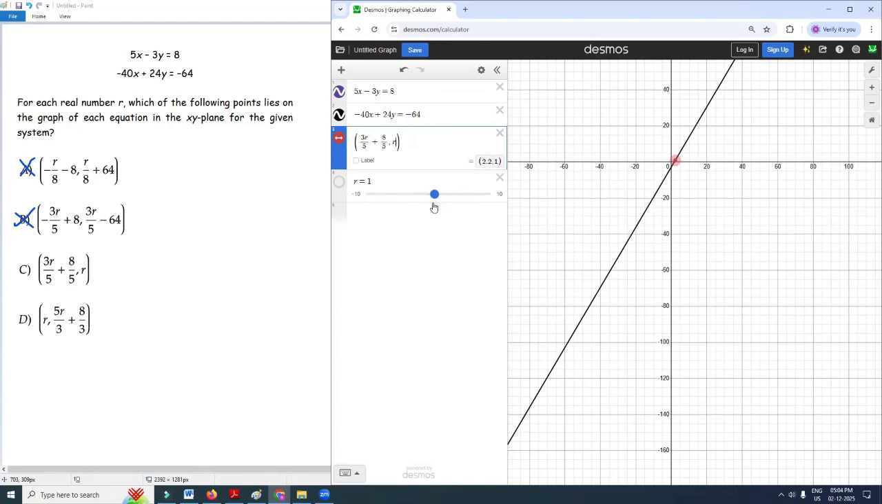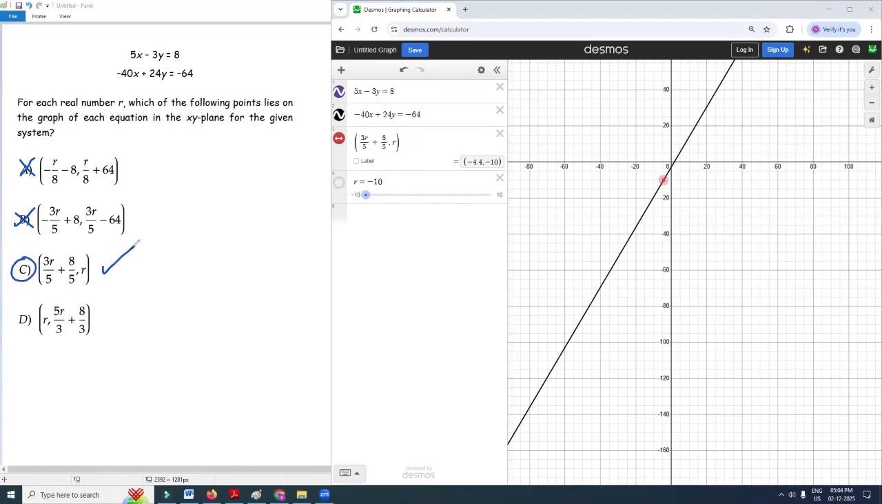But according to the condition, for any real value of r, the point must be on the graph. So let's use the slider to get different values for r. Here, whatever value I take for r, the point is always on the graph. So for each real number r, the point in answer choice C lies on the graph of each equation in the given system. So answer choice C must be correct.